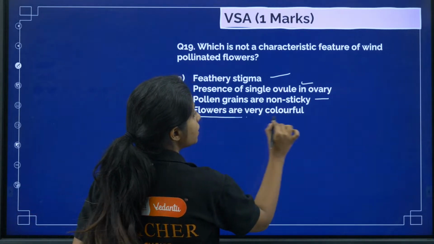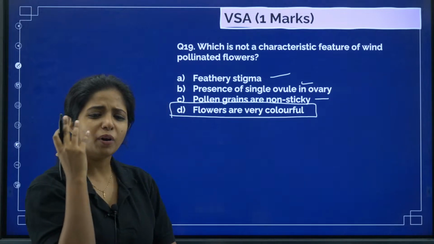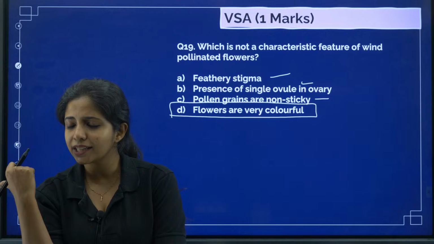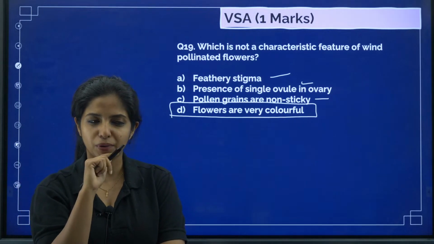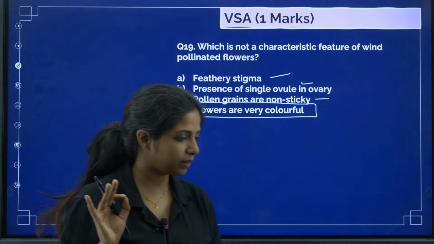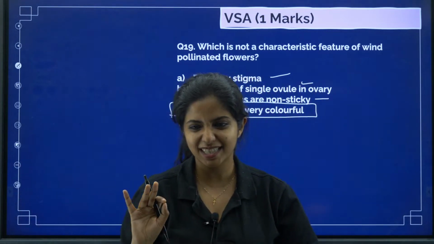What is not correct? Flowers are very colorful. Why would wind want colorful flowers? You only think. Will wind see and say, oh, that flower is not looking that pretty, I won't go sit there? Do you think wind pollinated flowers will be like that? No. So the answer is D, straight.